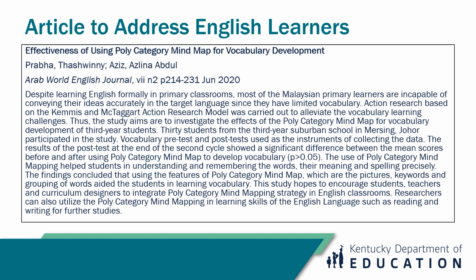In this abstract, it states that 30 students from the third year at a suburban school in Mersing, Johor participated in the study. Vocabulary pre-tests and post-tests are used as the instruments of collecting the data. The results of the post-test at the end of the second cycle showed a significant difference before and after using the polycategory mind map to develop vocabulary. The findings concluded that using the features of polycategory mind map, which are the pictures, keywords, and grouping of words, aided the students in learning vocabulary.